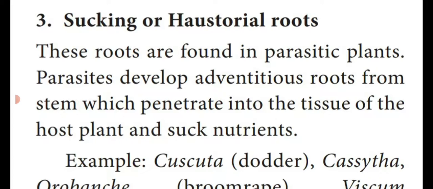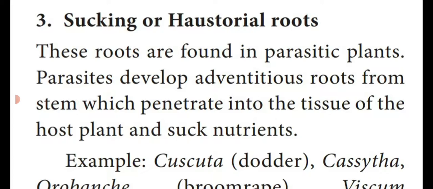So these plants produce adventitious roots from the stem region, and these roots penetrate into the tissue of the host plant to suck water and mineral salts and also food material from the xylem and phloem components. These roots act as sucking organs known as haustoria. So these roots are known as sucking roots or haustorial roots.